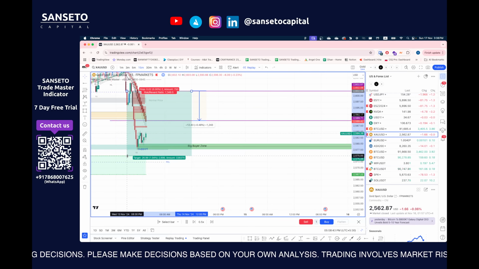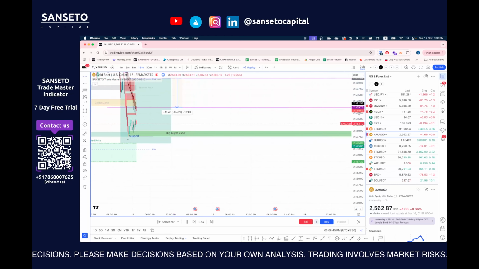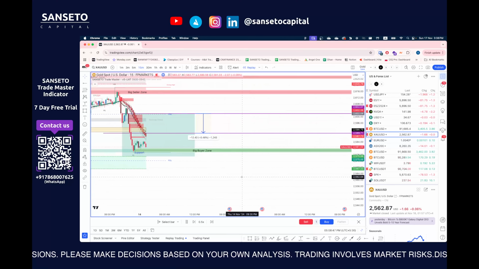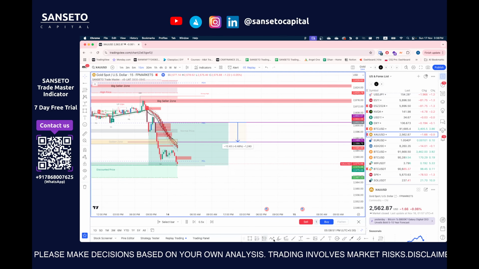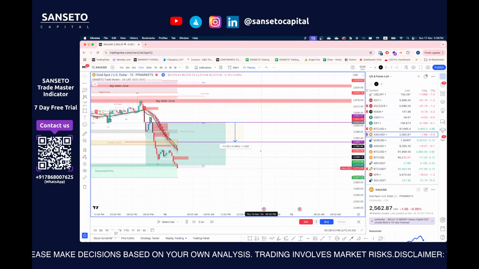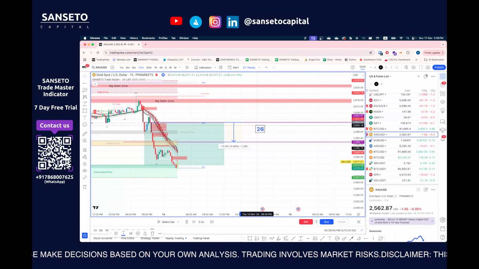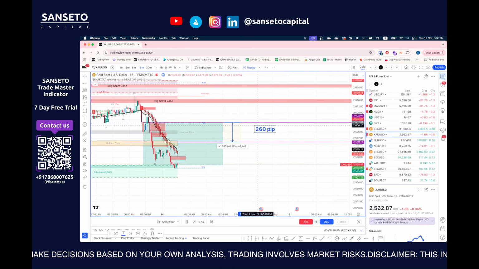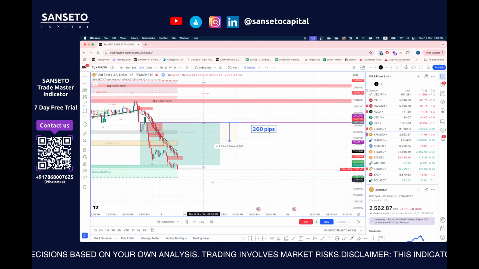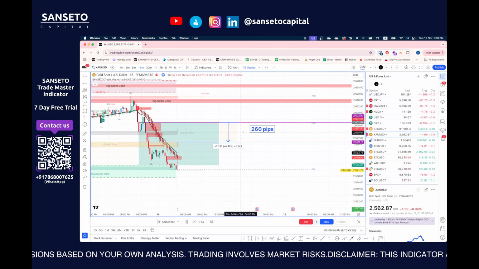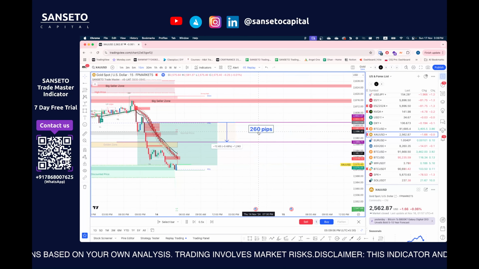Let's see. This was my target. We'll see if my target is hitting or not. Okay, my target hit. This is 260 pips profit in this trade. 260 pips profit. 260 pips in gold is a good amount. People who are trading gold will know what the return of this 260 pips is.